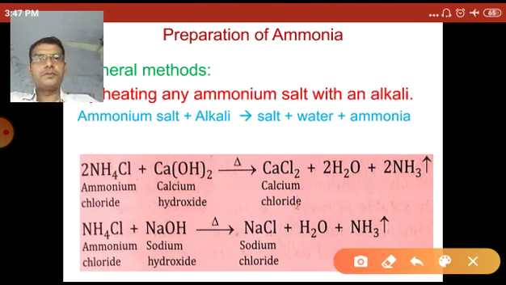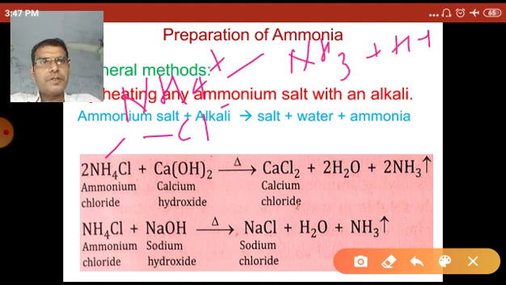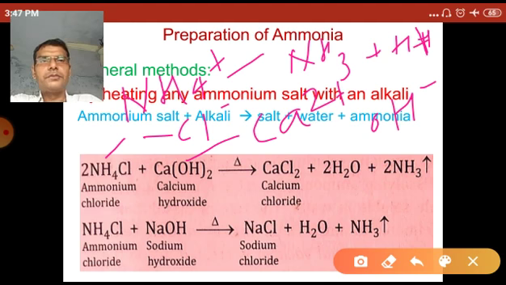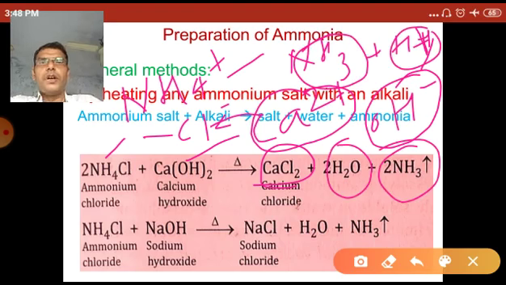What happens in this reaction? Ammonium chloride breaks down into NH4+ and Cl-. NH4+ again breaks down into NH3 and H+. Calcium hydroxide breaks down into its respective ions, Ca2+ and OH-. Ca2+ combines with Cl- to form calcium chloride, and OH- combines with H+ to form H2O, and ammonia is released in the form of a gas.